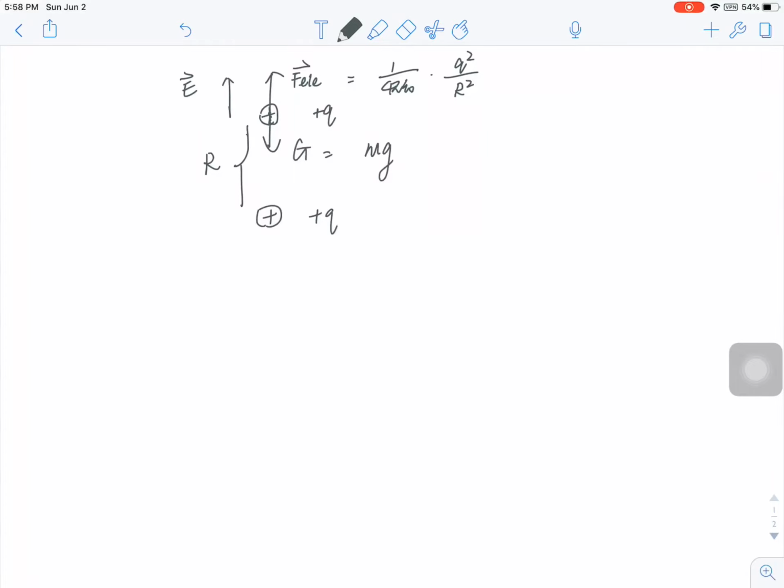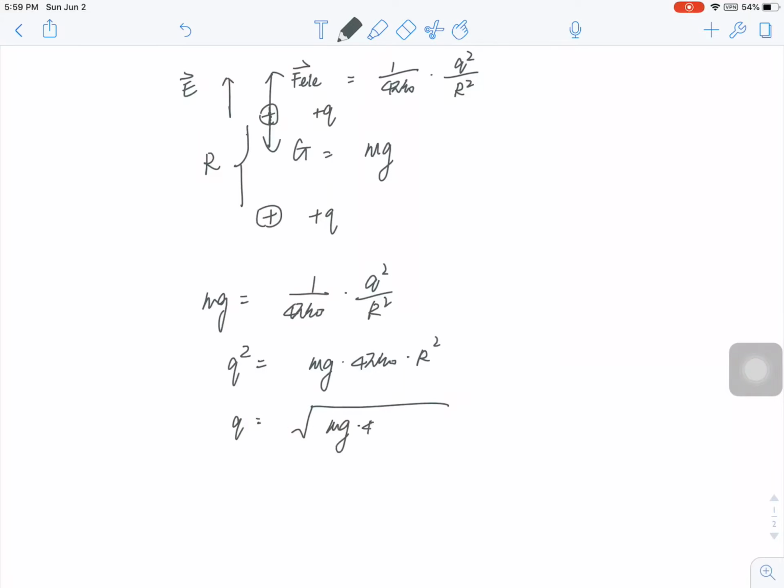In this way, using the formulas that we've learned in this class, we can easily get that mg equals 1 over 4 pi epsilon times q squared over r squared. And q equals the square root of mg times 4 pi epsilon 0 times r squared.